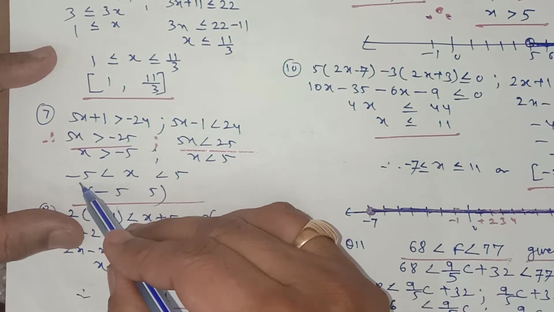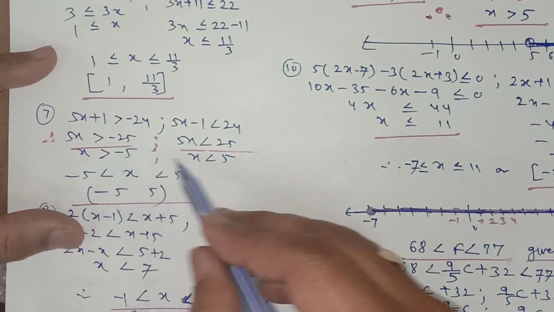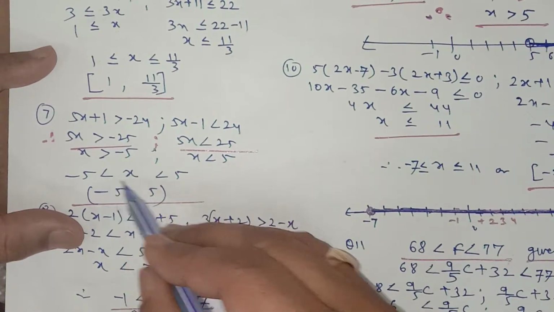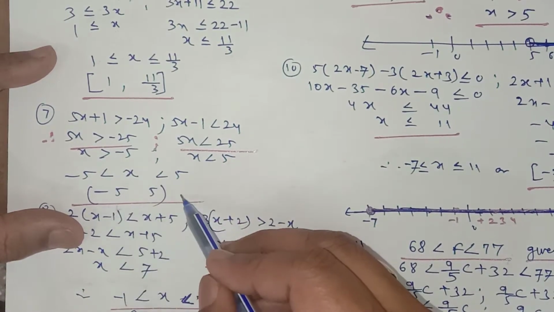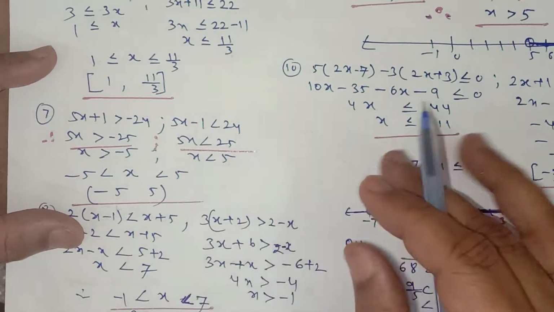So x is greater than minus 5 and less than 5. We don't have the equal sign here. That means it will be an open interval for both minus 5 as well as 5.